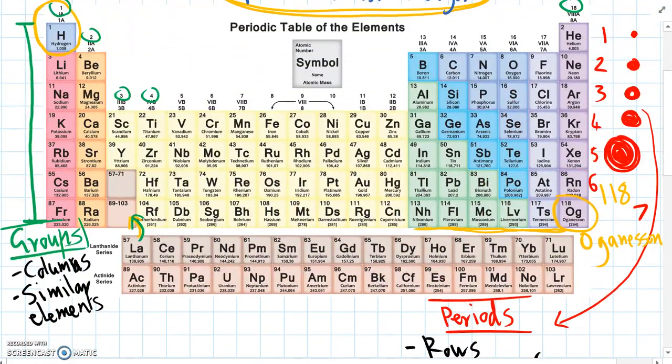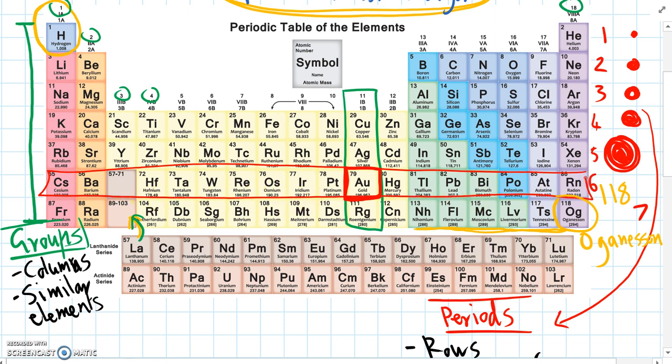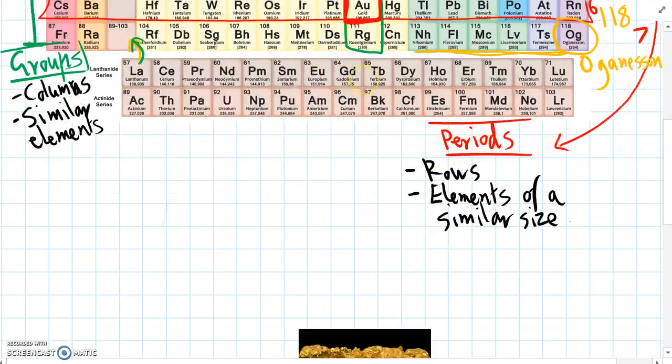The other thing we can do, now that we know that the groups and the periods exist, we can easily find out where a particular element is on the periodic table. So if we look at gold, right here near the middle, we can see it's in group number 11. It's in group 11, and it's all the way down at period 6, in row 6.